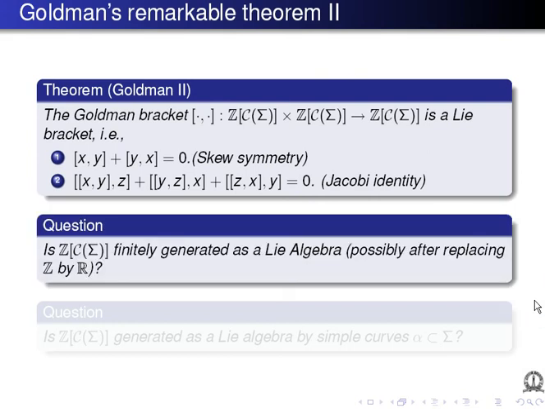So a couple of questions. Is this group, is this ring, not even a ring, it's a set, finitely generated as a Lie algebra? Possibly after replacing Z by R. Now, I should say, first of all, as a group, it's clearly not, because C of sigma is infinite. But is it finitely generated as a Lie algebra? I'm inclined to think no, but it would be very interesting to prove it one way or the other. And the techniques involved in proving it would be interesting anyway. And this is, of course, over Z.